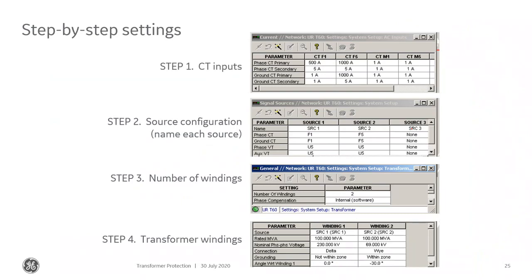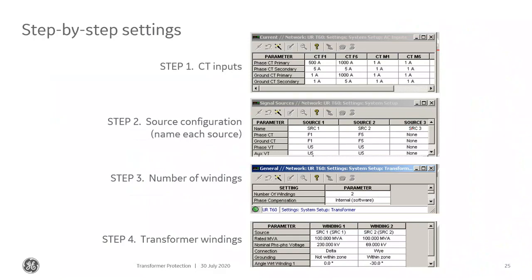I've got a phase-to-phase voltage setting. This is the transformer phase-to-phase voltage settings. I set that for each of the windings. Doing that for each of the windings allows the relay to then perform magnitude compensation. The next 2 settings that matter are the grounding and the angle with respect to.